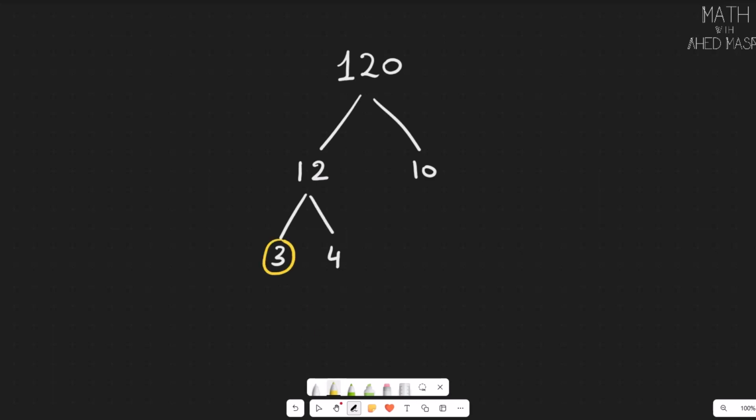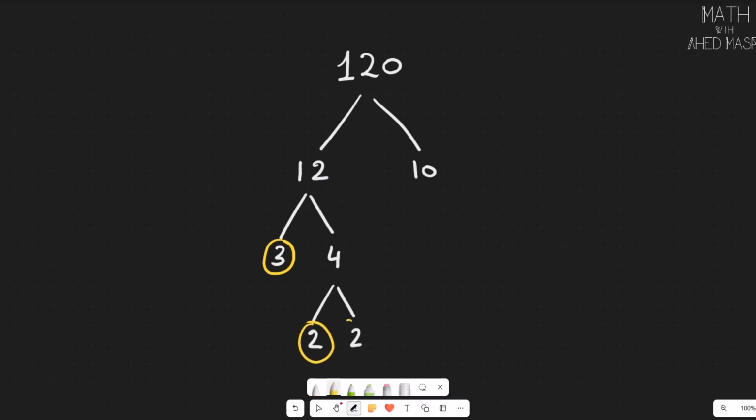Now, let's take another example. Let's say I want to do prime factorization of 120. What times what gives me 120? Well, since the number ends with 0, it's simply 12 times 10. I can use this trick to help me do the prime factorization faster. The 12 is simply 3 times 4. The 3 I cannot break down anymore, so I can simply circle it. And the 4, I can break it down into 2 times 2.